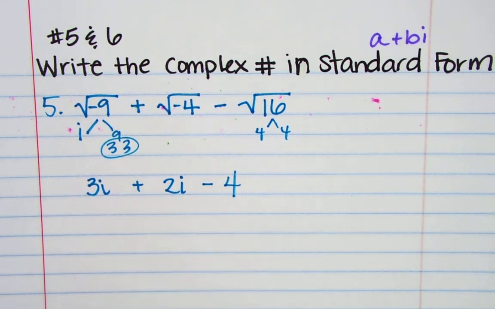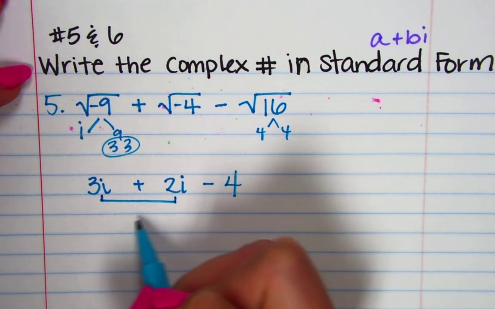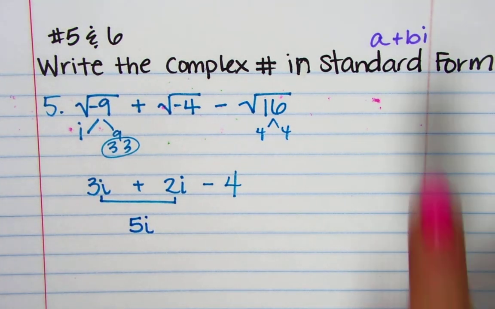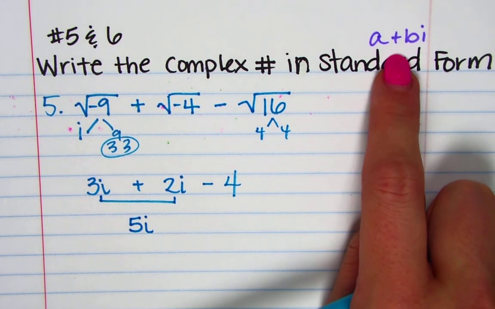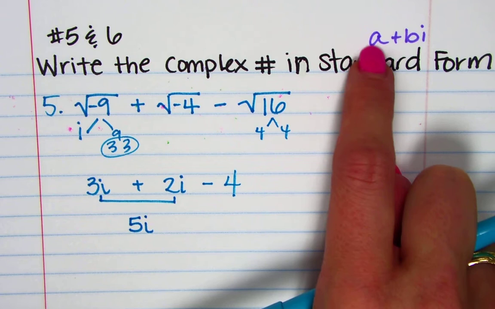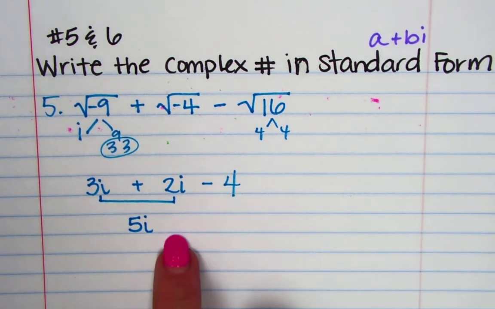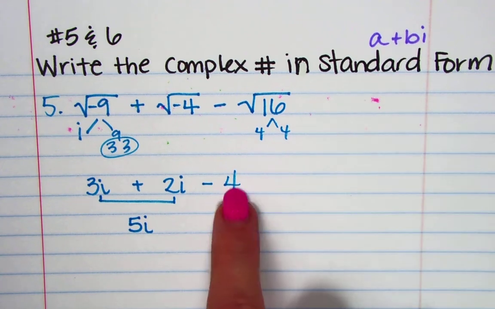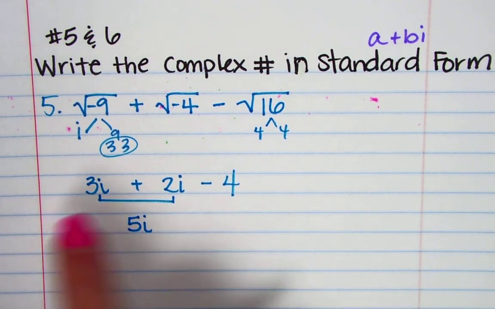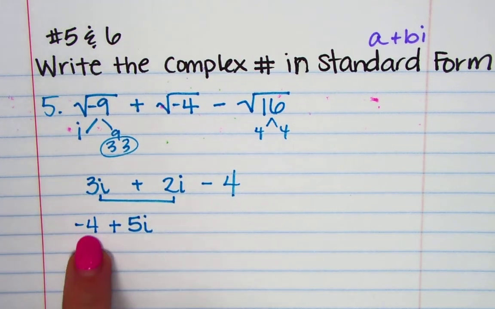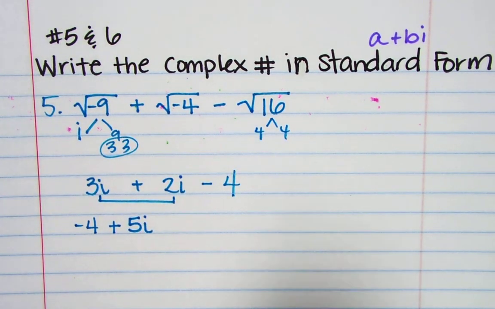All right, so we had 3i plus 2i minus 4. What do you want to do there? Combine, right? Combine your like terms. 3i plus 2i is 5i. Okay? And now, standard form says that the real number that doesn't have an i needs to come first. So this negative 4, normally you kind of just want to bring it down. But since it needs to be in standard form, we need to put it out front. So it'll be negative 4 plus 5i. Real number first, imaginary number second.